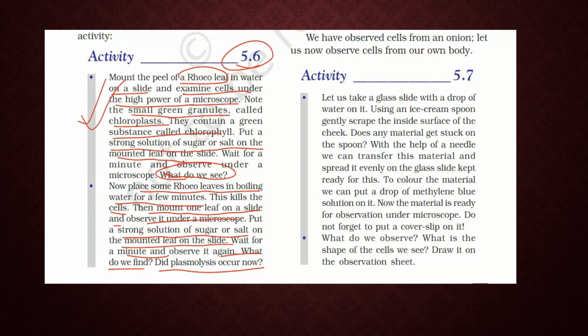Here what we did, we were having chloroplasts, chlorophyll in the cells, and on that we put the strong sugar and salt solution. Now we have boiled these leaves, because boiling the leaves kills the cells, and then we mount them on the slide and put the strong solution. So what is the observation now?